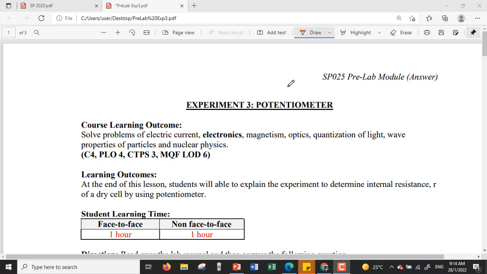Hello boys and girls, in this video we are going to have a discussion on the Prelab Experiment 3: Potentiometer. We hope that at the end of this video, students will be able to explain the experiment to determine the internal resistance r of a dry cell by using a potentiometer.